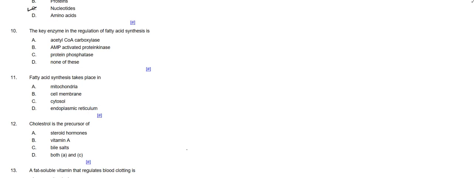Next is number 10. The key enzyme in the regulation of fatty acid synthesis is... So for fatty acid synthesis, the key enzyme is protein phosphatase. Okay, the key enzyme is protein phosphatase. So guys, please look at the chart.